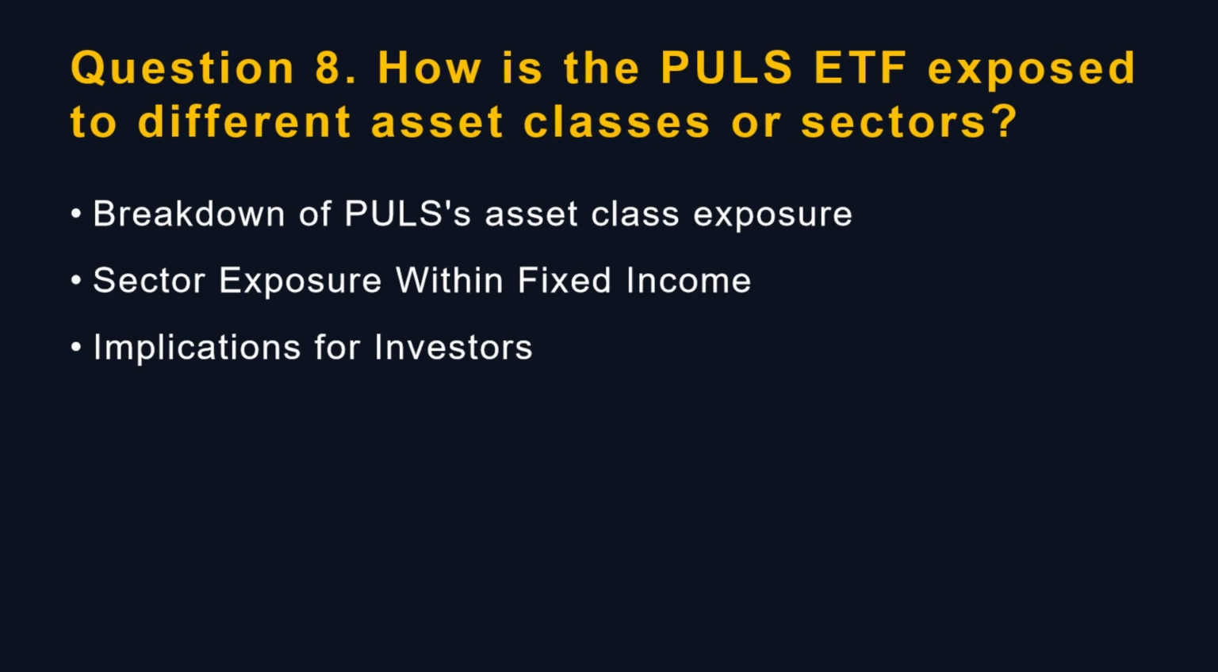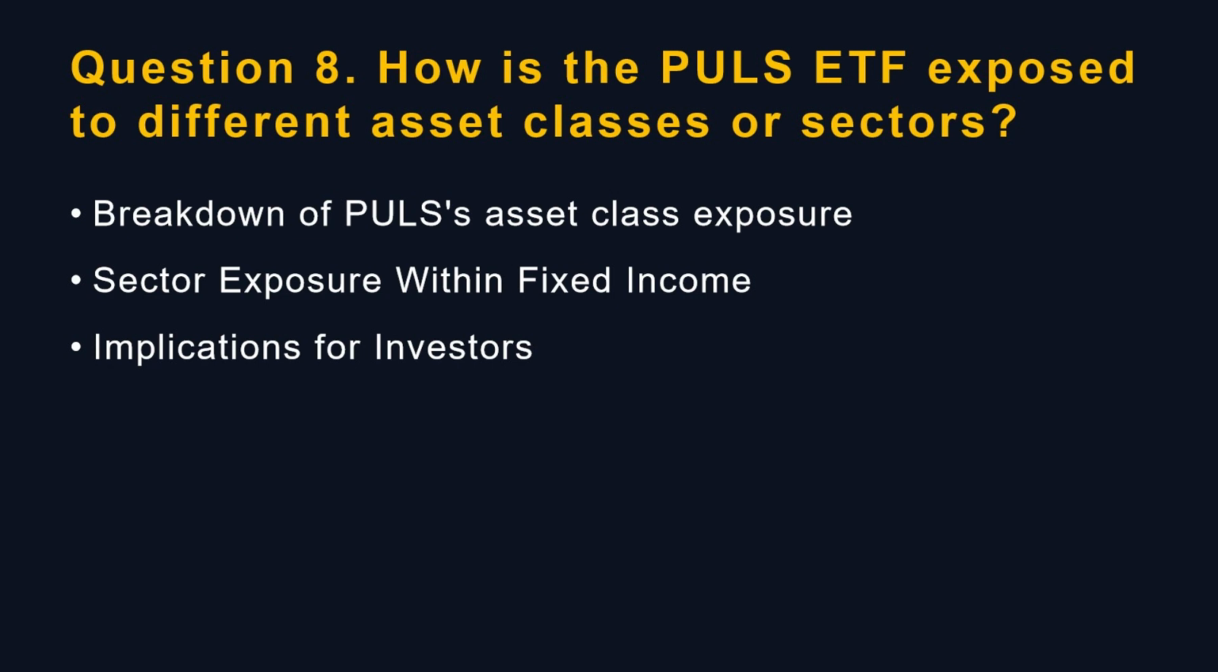Implications for investors. Limited diversification. The narrow focus on ultra-short-term bonds within a single asset class, fixed income, means that PULS offers limited diversification compared to a broader bond fund or a diversified portfolio that includes various asset classes. This can expose investors to higher concentration risk if the entire short-term bond market experiences a downturn.